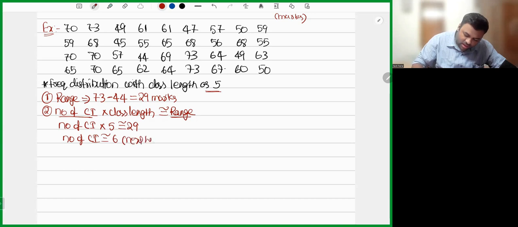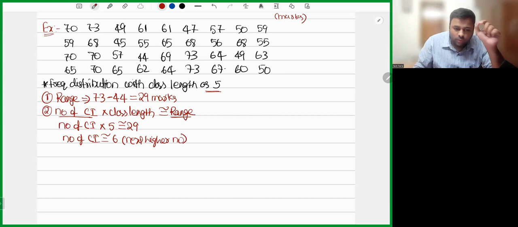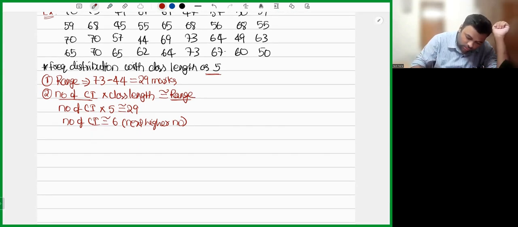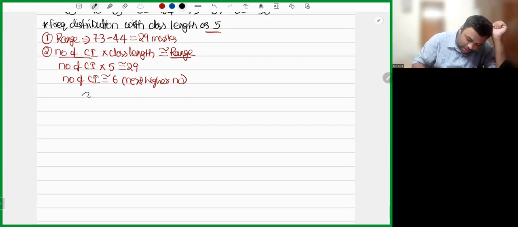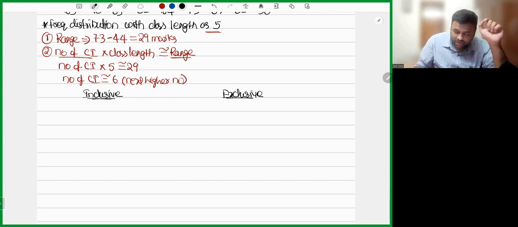Next higher number. Say for example, you got 5.1. Even if you get 5.1, you'll take it as 6 itself. Even if you get 5.001 also, you'll take it as 6 itself. Okay, the next higher number you will take. So the number of class intervals will be 6. Now I will develop inclusive data. Then I will develop exclusive data. Now see how I will develop inclusive data and exclusive data.